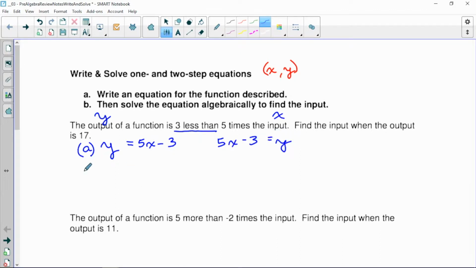They're both good. For part B, they're asking you to find the input, find the x, when the output is 17, when y is 17. So you're saying 17 equals 5x minus 3. If we take proper algebraic steps to solve this, I want to get x by itself. I want to isolate the variable. So I'll start by getting rid of the minus 3 by adding 3 to both sides. I'm going to get 20 equals 5x. And I'm going to divide by 5 to get x by itself. So I get that x is 4 for my final answer.